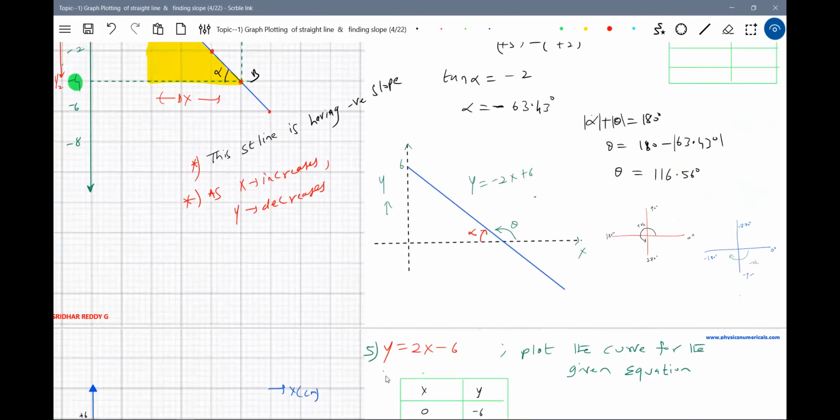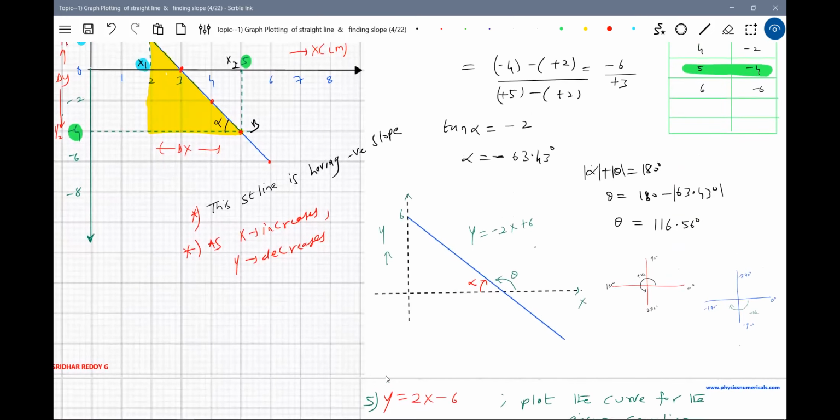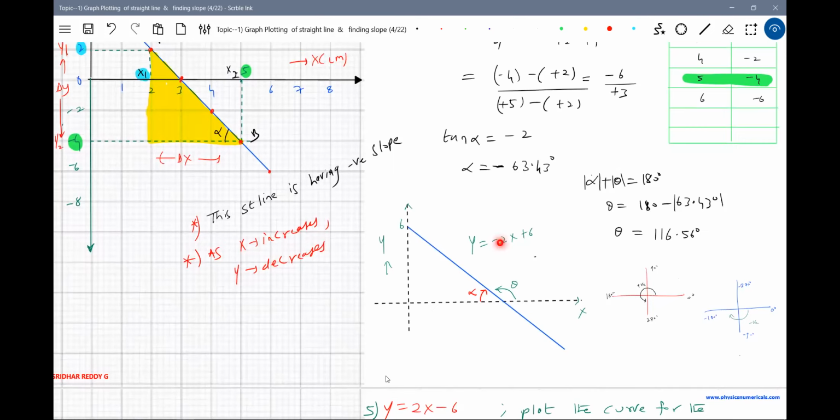Once again, I'm trying to explain that basic idea. This minus 2 indicates the slope. This 6 will indicate the intercept. Because everything is clubbed here, you can see clearly. So what is this minus 2? It is called the slope. And what is this 6? 6 will become the intercept. This is the slope of a straight line, and this is the intercept.